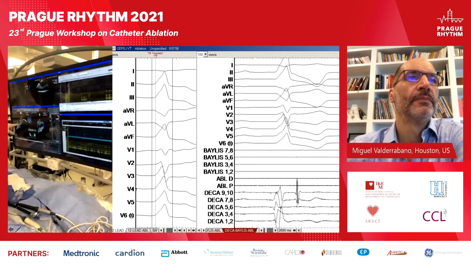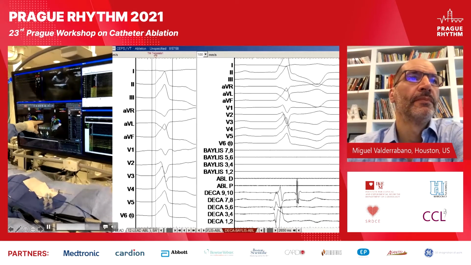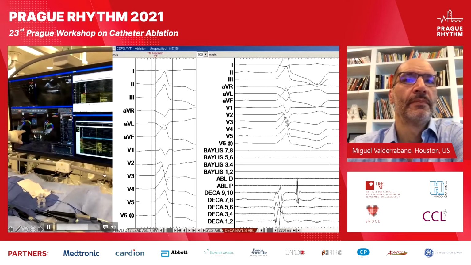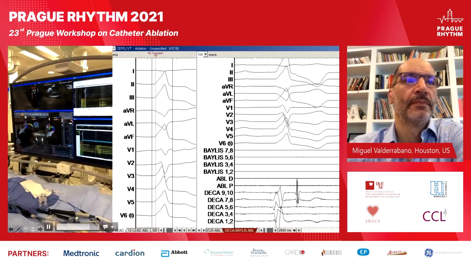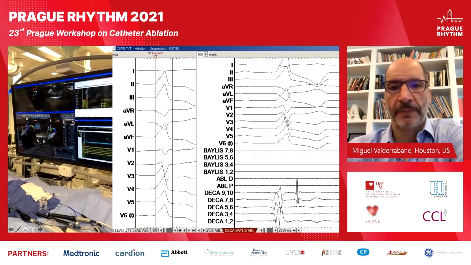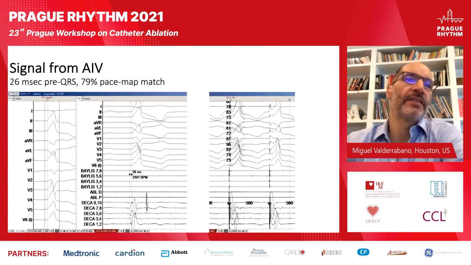We have already activation times in the AIV DCV junction. That's where we have the earliest, 28 milliseconds before the QRS, right at that junction. So before we do anything else, we're going to map the RV outflow tract, and then the LV outflow tract. And then so that's the usual sequence.